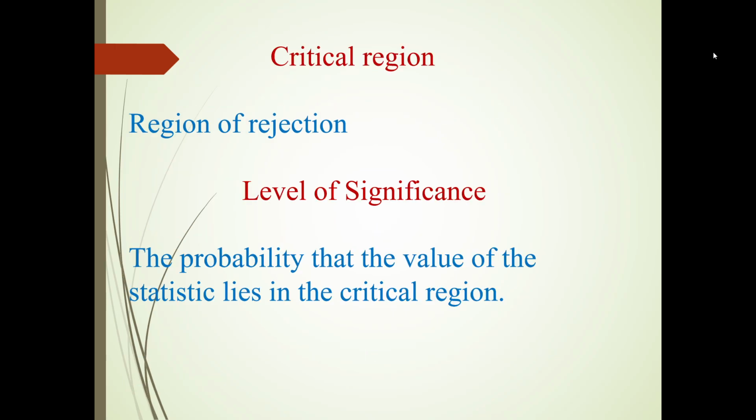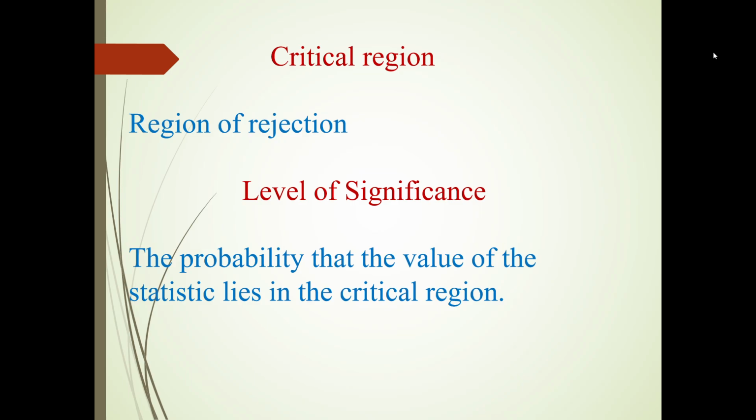Next, the definition for critical region. Critical region, simply we can say region of rejection. A region corresponding to a statistic T in the sample space S, which amounts to rejection of the null hypothesis H0, is called as critical region or region of rejection.